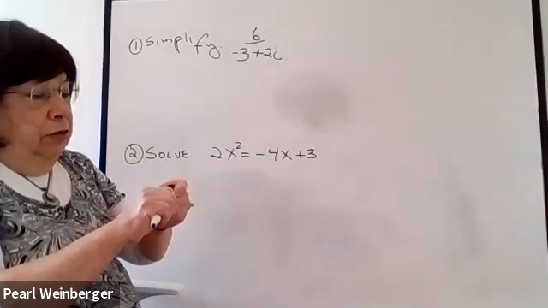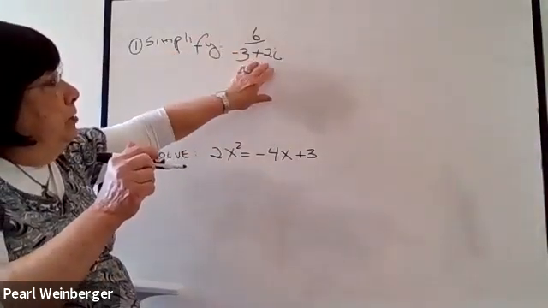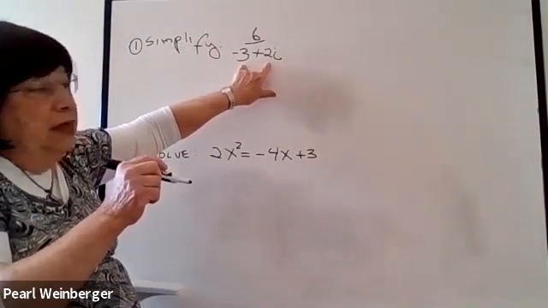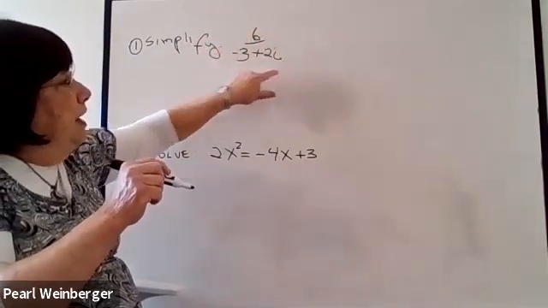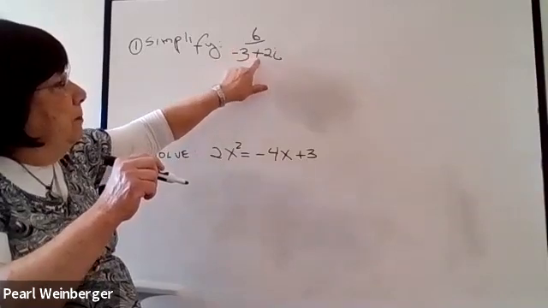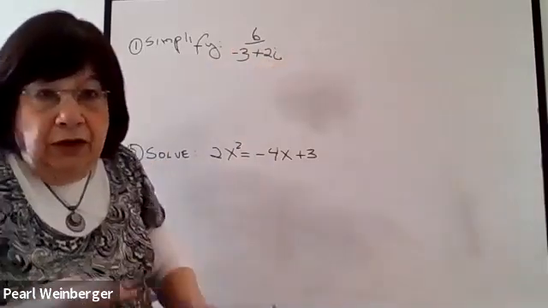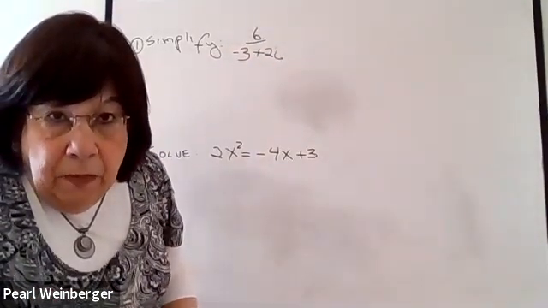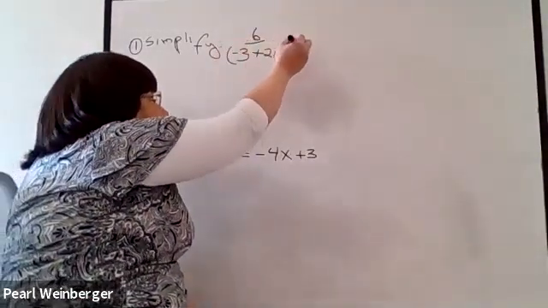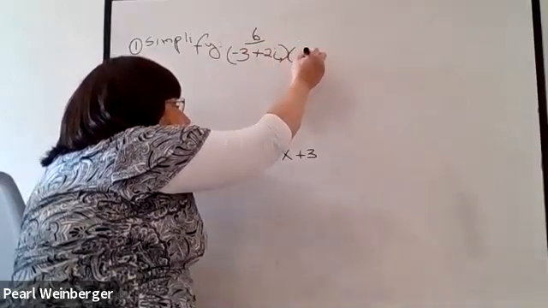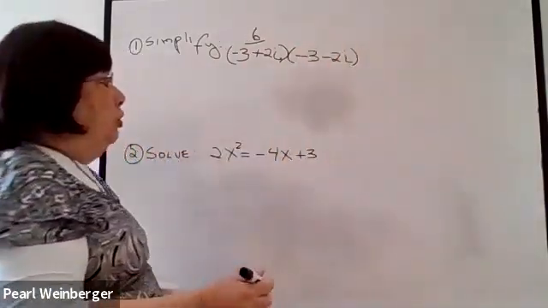So if we're doing this problem, what we're going to want to do is multiply by what we call the conjugate of the denominator, which means that we're going to multiply by the exact same thing that we see here, except the sign between the two terms is going to be the opposite of what it is right now. So I'm going to be multiplying this by negative 3 minus 2i. That's the conjugate of that binomial.